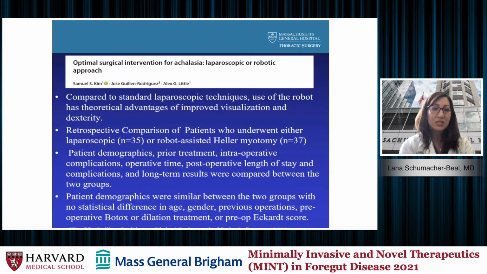So Dr. Kim actually looked at a study comparing standard laparoscopic techniques to the use of robotic Heller myotomy. He compared patients in the laparoscopic group in a retrospective study, about 35 and 37 in each group. The demographics, prior treatments, intraoperative complications, operative time, postoperative length of stay, and complications, as well as long-term results were compared. And the demographics between these patients were very similar.